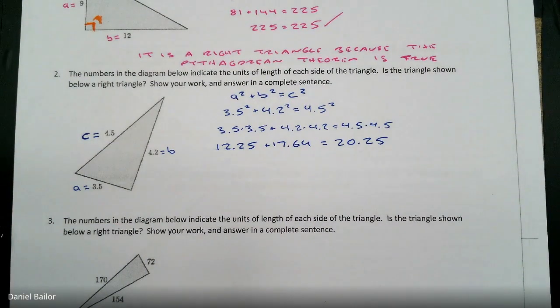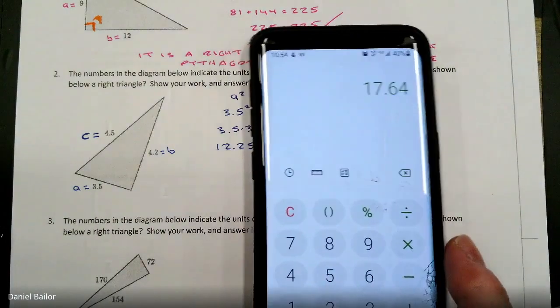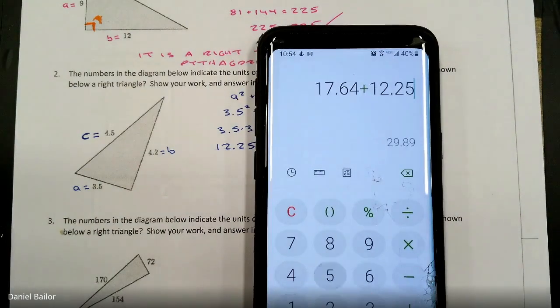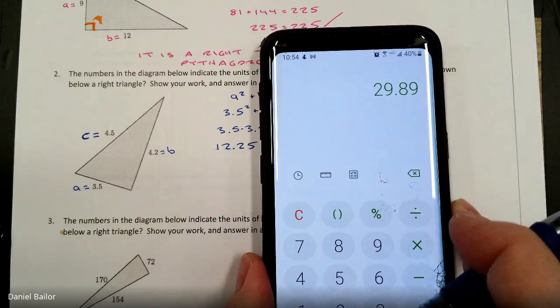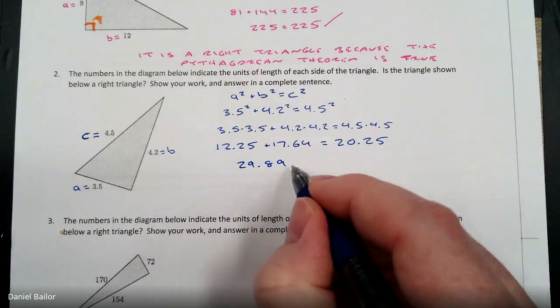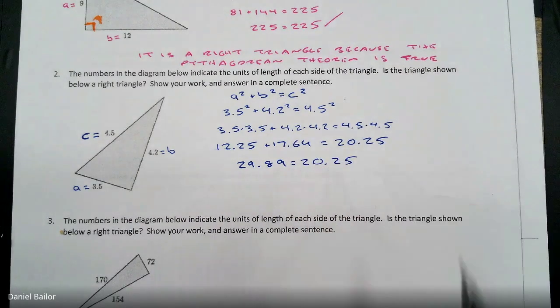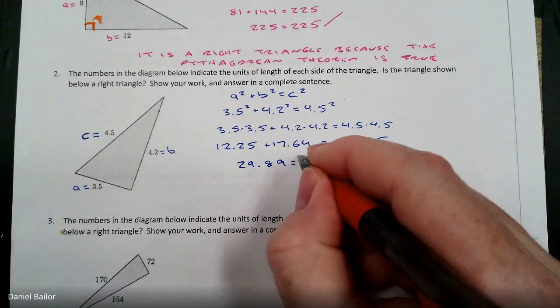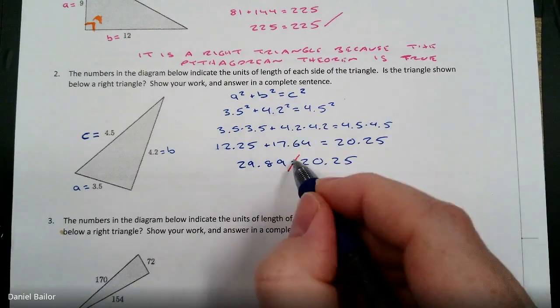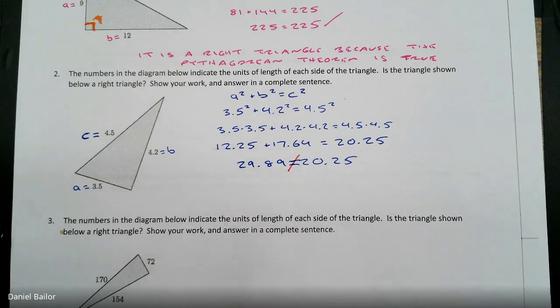Now the next step is adding this side together. So we take the 17.64 and we do plus 12.25, and we get 29.89 for this side. But over here we still have 20.25. Now those sides are not equal. 29.89 does not equal 20.25.